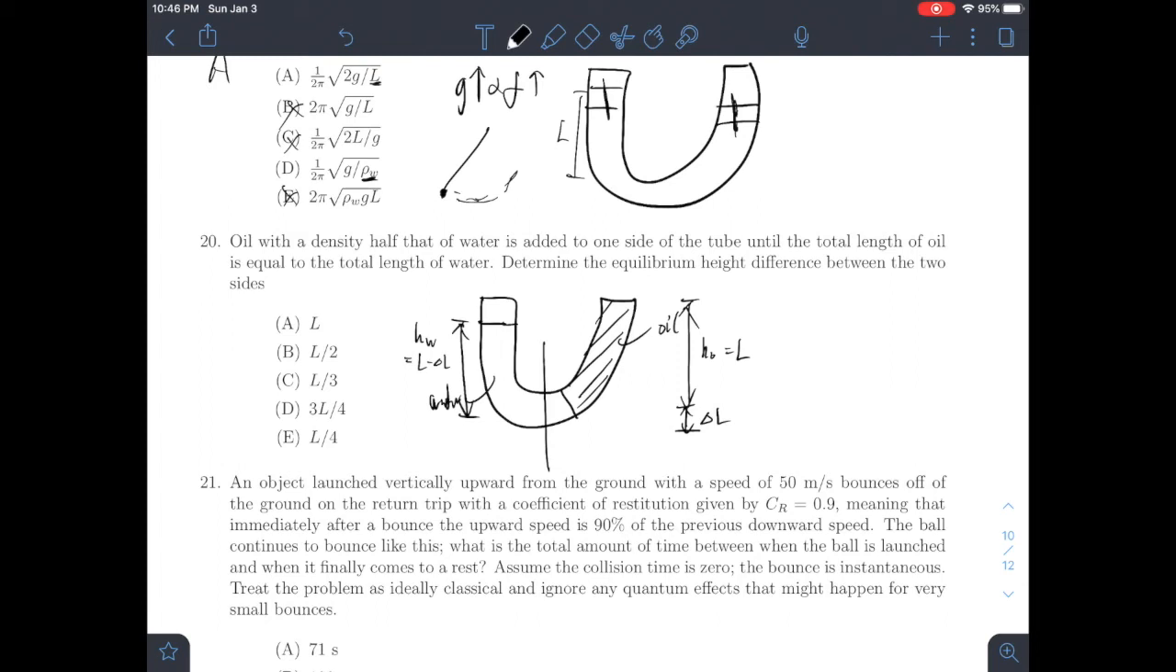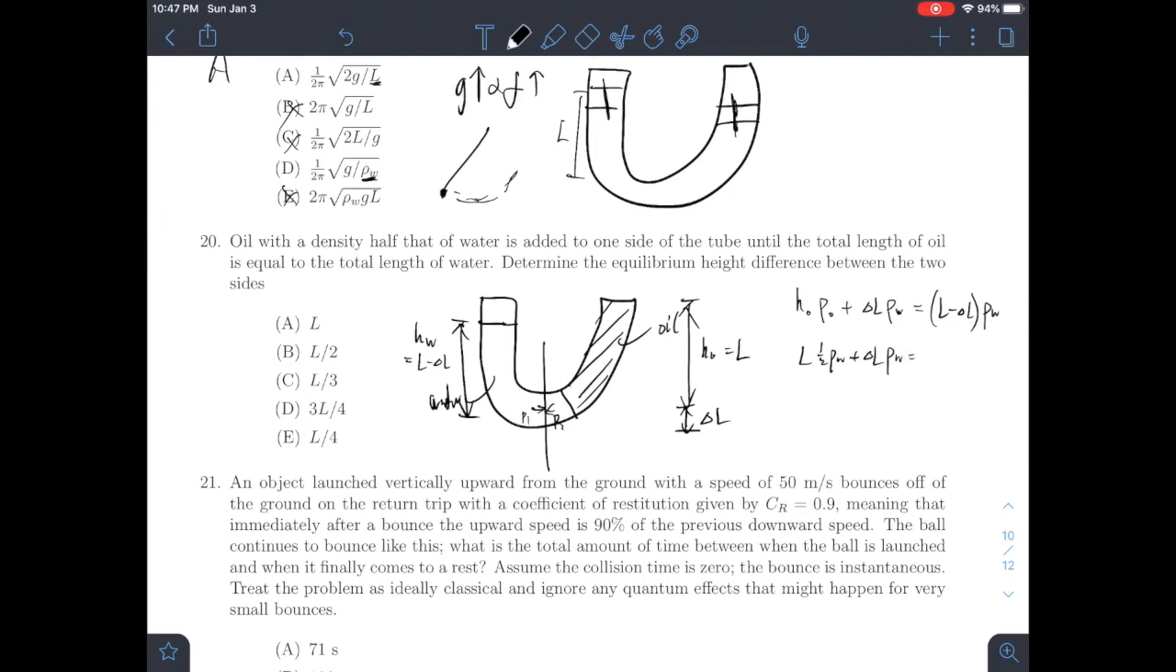Then let's calculate. In order for this system to be in equilibrium, the pressure has to be the same at the bottom of the U-tube. So we have P1 equal to P2, each created by each side of the fluid. One side is only water, one side is oil and water. Let's calculate the pressure; we cancel out g, remember. So HO times rho O plus delta L times rho W is equal to L minus delta L times rho W.